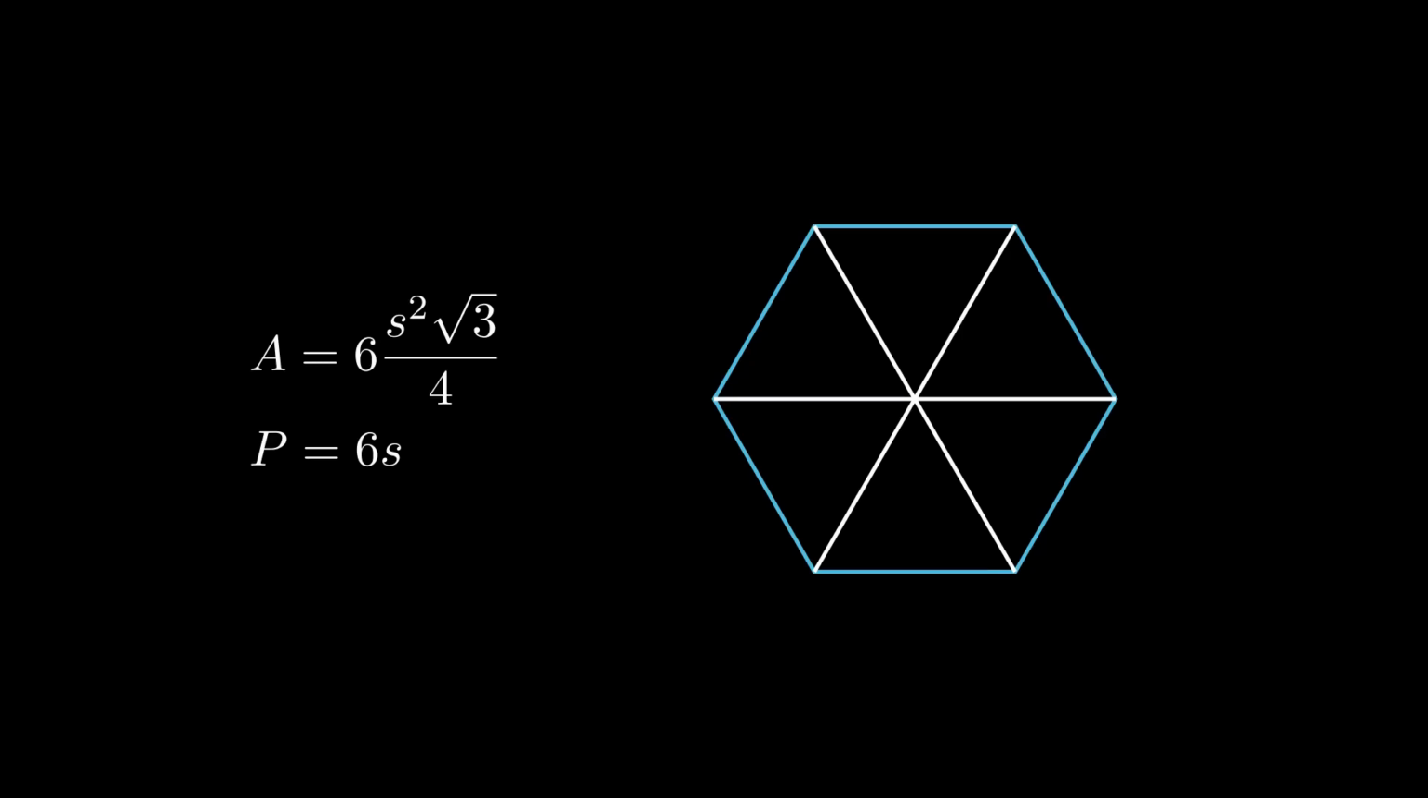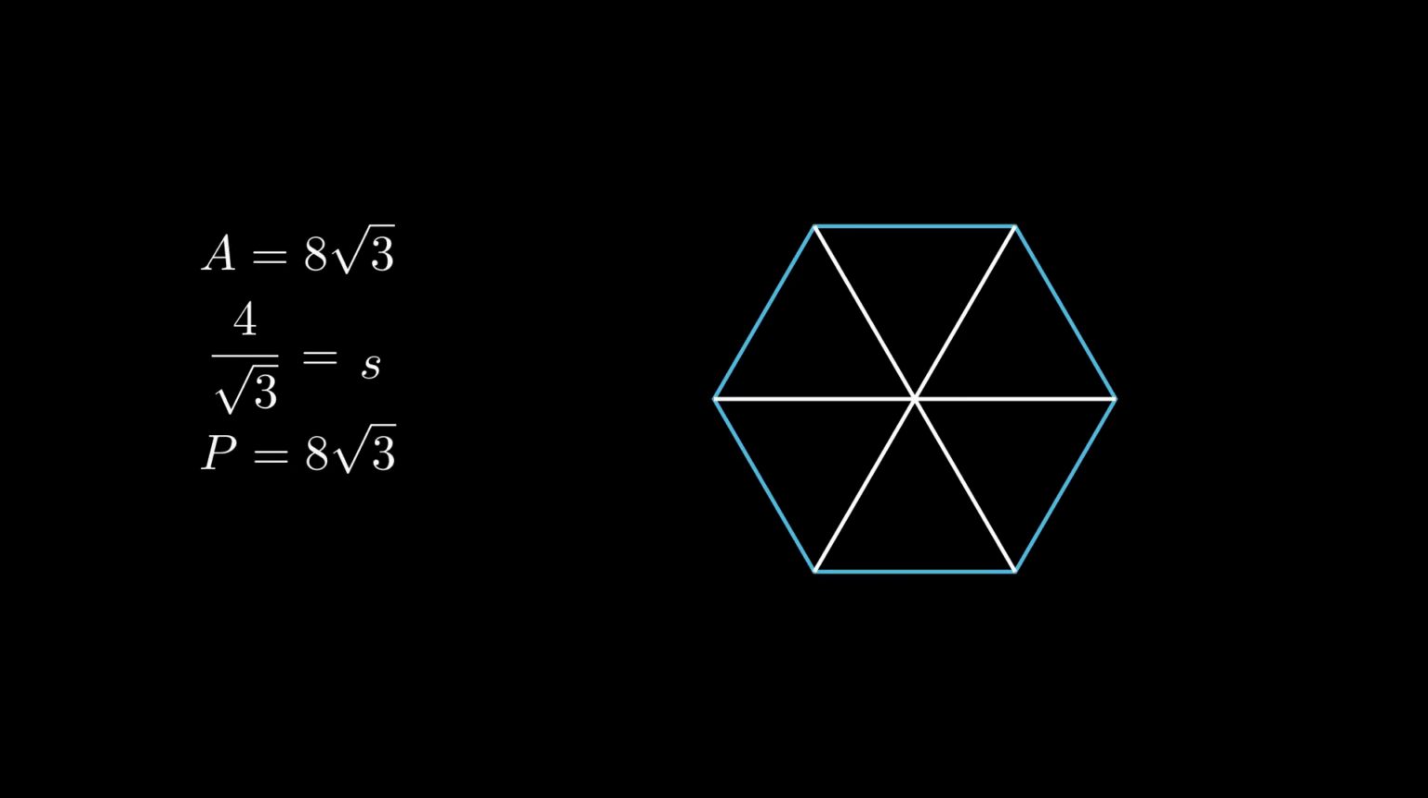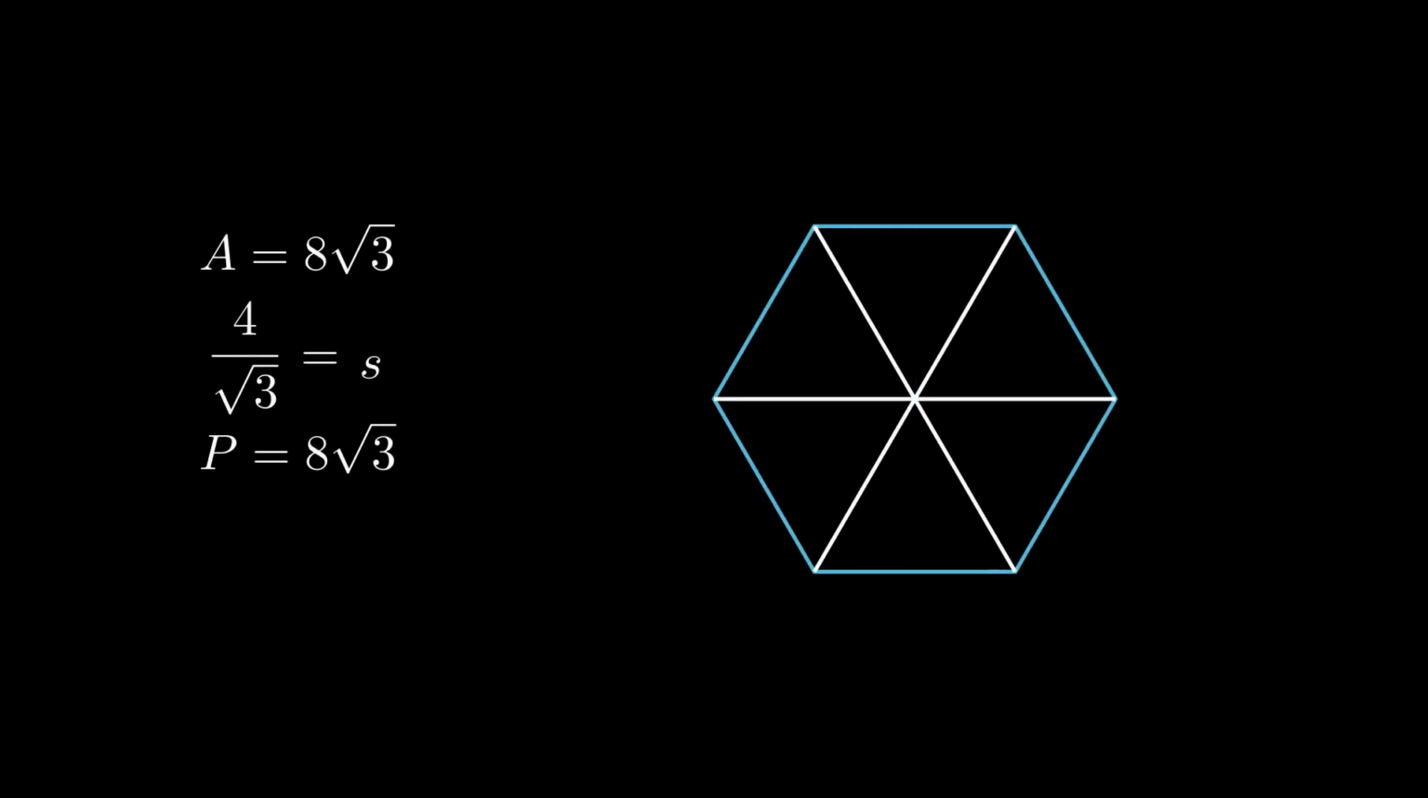Perimeter has 1 s for every side, so for the hexagon the perimeter is 6s. If we set them equal, cancel the 6 and the s, and then isolate the s, we have our solution. S equals 4 divided by the square root of 3. So, we found the sides for equilateral triangles, squares, and regular hexagons that make the areas and perimeters of those corresponding shapes equal. Now let's ask a better question.